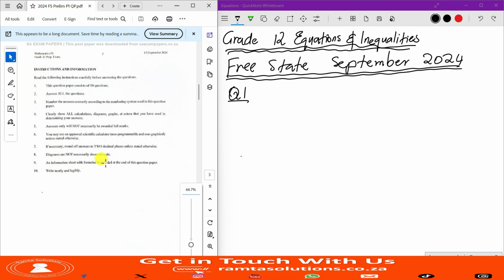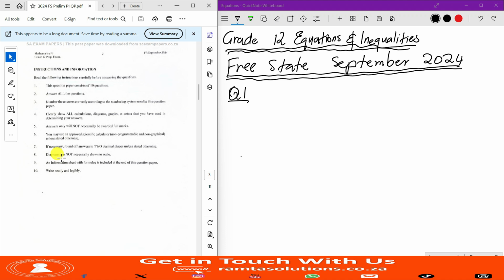This page is not that visible, but we will read nevertheless. The instructions, all of them are important. Remember, you should read this in that reading time that is given to you. Read all these instructions, understand them. For the purposes of this video, I'm going to read just a few.